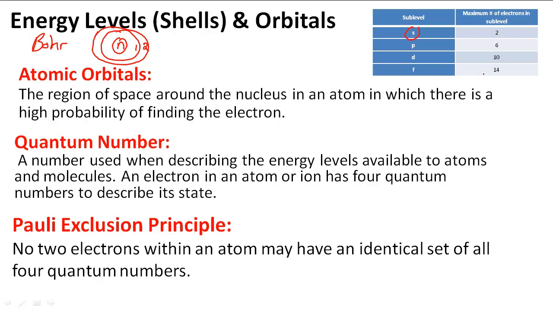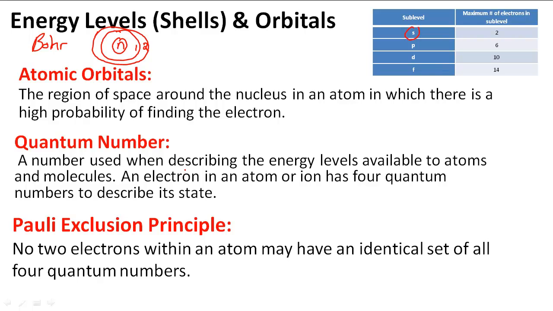Now, to describe an electron and where it's at, we use quantum numbers. A quantum number is a number used when describing energy levels available to atoms and molecules. An electron in an atom or ion has 4 quantum numbers to describe its state. The principal, which describes the energy level, the angular one, which describes the energy sublevel, and we have the magnetic quantum number, which tells us where it is in the orbital in terms of space, and we also have the spin, describing the spin of the electron. So all 4 quantum numbers help us identify an electron in an atom.